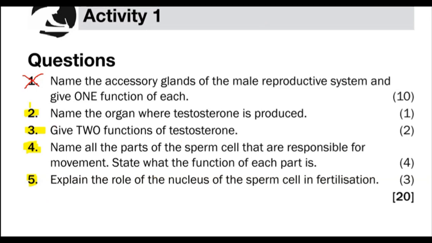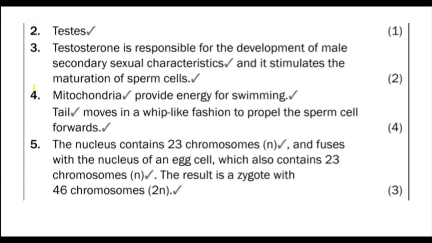So I'm going to put the answers up. Remember, you only mark from question 2 until 5. You can ignore question 1. And let me know how many you guys got right. So from question 2 only, the organ where sperm is produced is the testis, or where testosterone is produced, and then you can just mark the rest over there. If there's any questions on this, please do let me know.